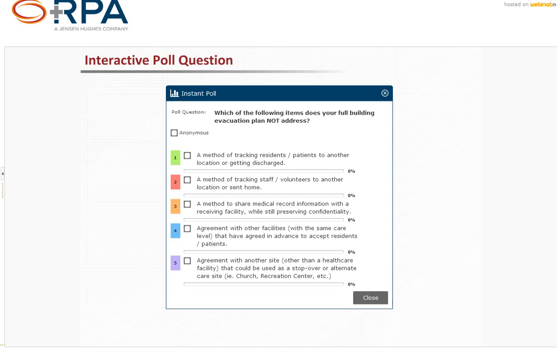Based on what we're looking at here, it looks like we've got a lot of people who have mainly the core. When we think of a full building evacuation plan, we certainly need to have tracking methods in place for residents and patients, but also for staff. As you look at all of these questions posed to everybody here, everybody's plan should have all of these addressed at some level and in some detail within their evacuation plans.